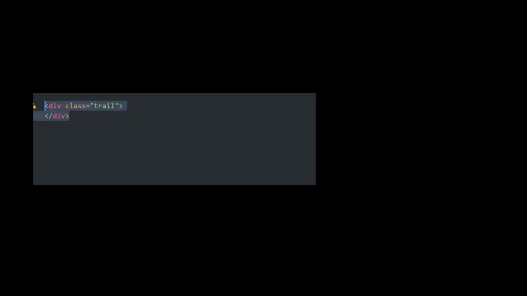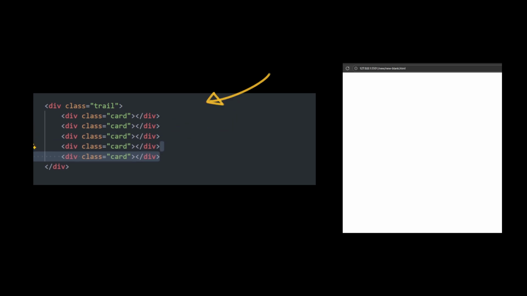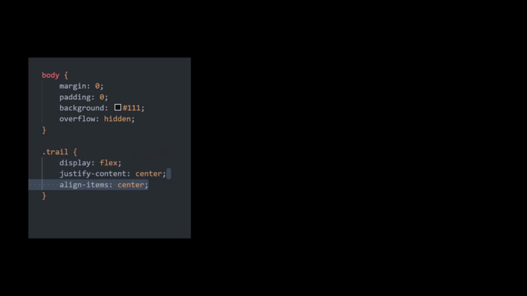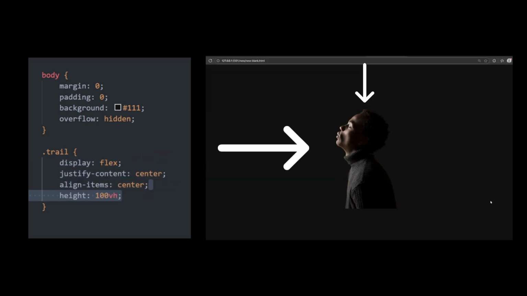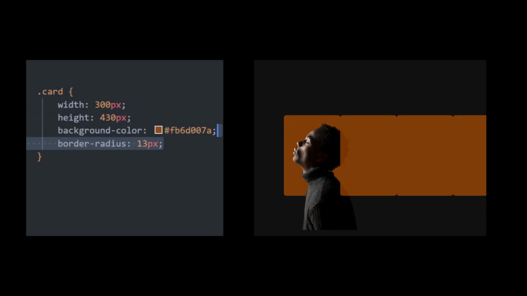Create a trail container and add 5 div elements with a class card. Place an image inside the first card. Center the container using display flex, justify content center, align items center, and set its height to 100 viewport height. Style each card with a width of 300, height of 430 pixels, a background, and border radius.